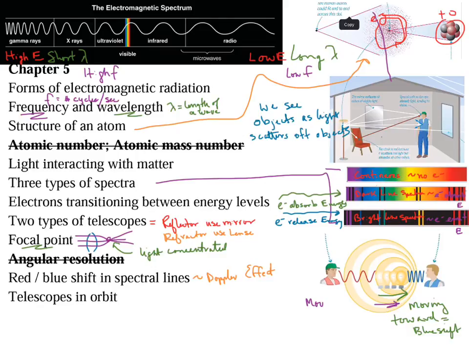If the star is moving towards us, like you see the guy on the right, then the wavelengths are going to get shorter, and it's going to be a blue shift.